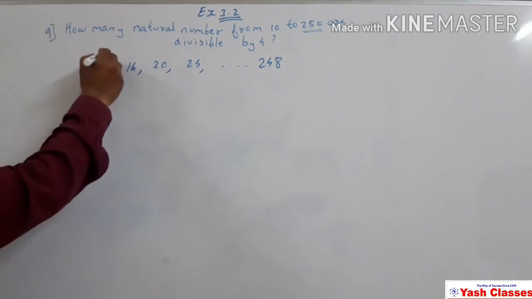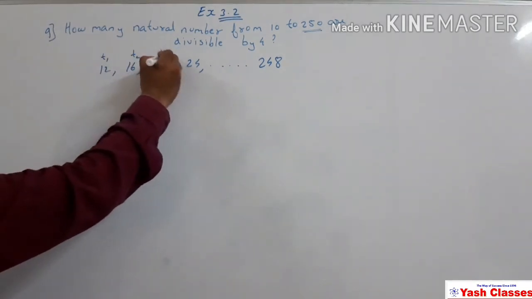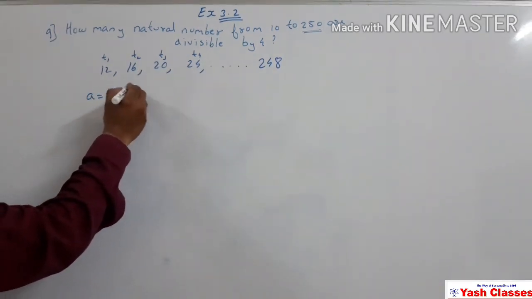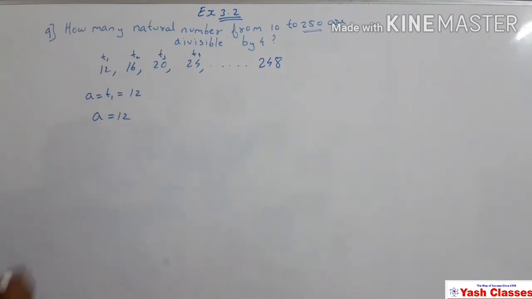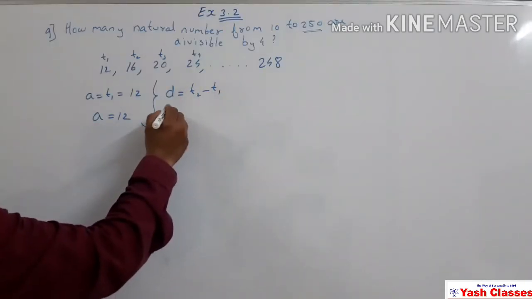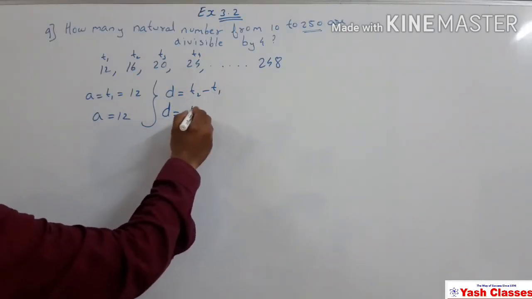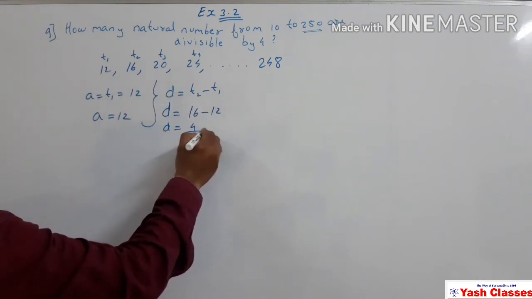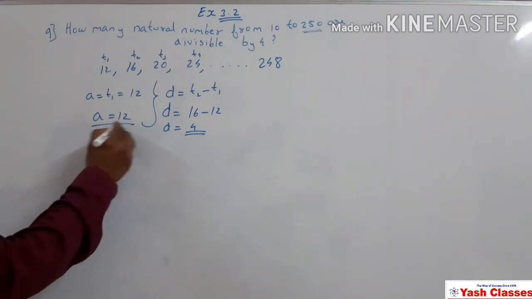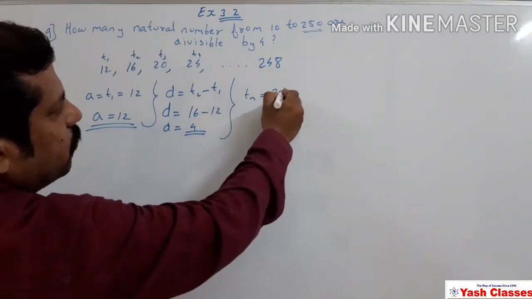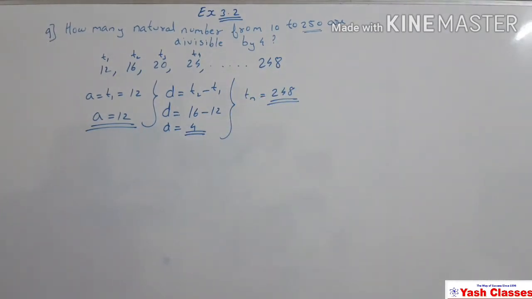248. Now here T1, T2, T3, T4. A is equal to T1 is equal to 12. A you got here 12. Difference D is equal to T2 minus T1. T2 is 16 and T1 is 12, so D is equal to 4. Here you got D 4, A 12 and Tn. Tn means last number, 248. The last number was 248.